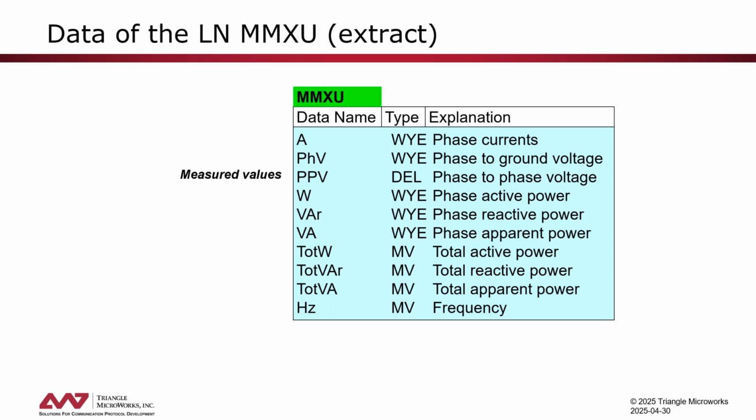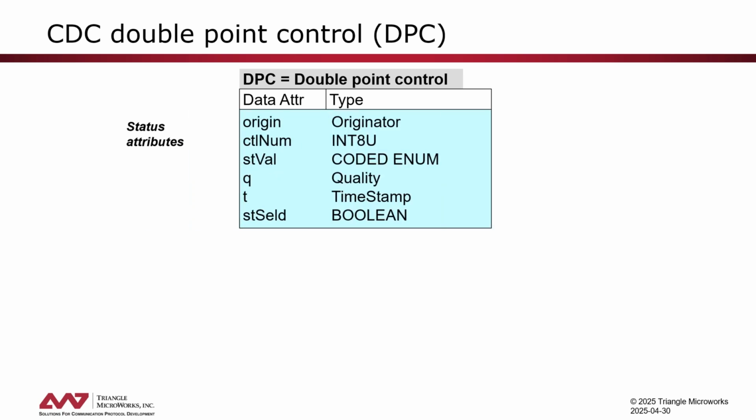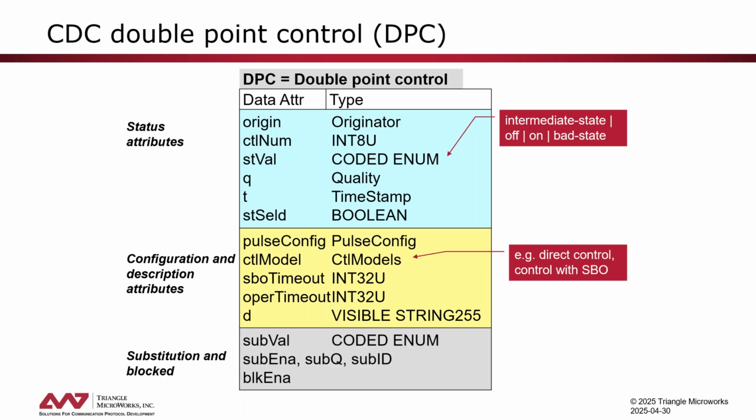After having discussed a little bit about measurements, let's now get to control. We already have seen at the beginning of my presentation this common data class for controllable objects. I will not repeat the details here. We have the different configuration attributes. We have the status attributes related to it.